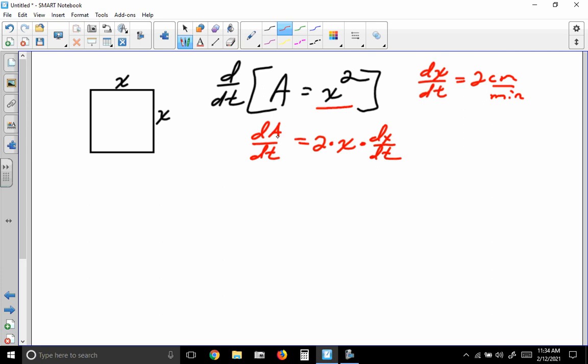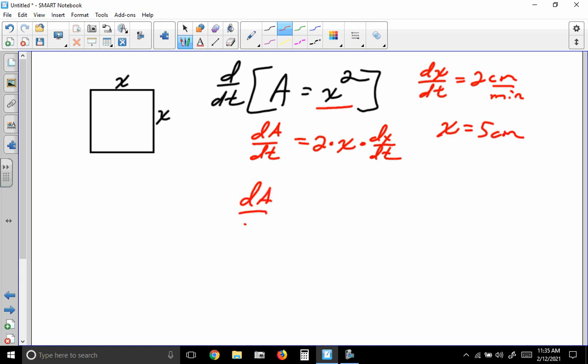Let's see how fast the area is growing when x is 5 centimeters. We illustrated a moment ago that at different sizes, when we change from, let's say, 2 to 3 and 3 to 4, that size impacted how much the area changed. When it was larger, if I grow 1 centimeter, that's going to increase our area a lot more than if it's small and I increase 1 centimeter.